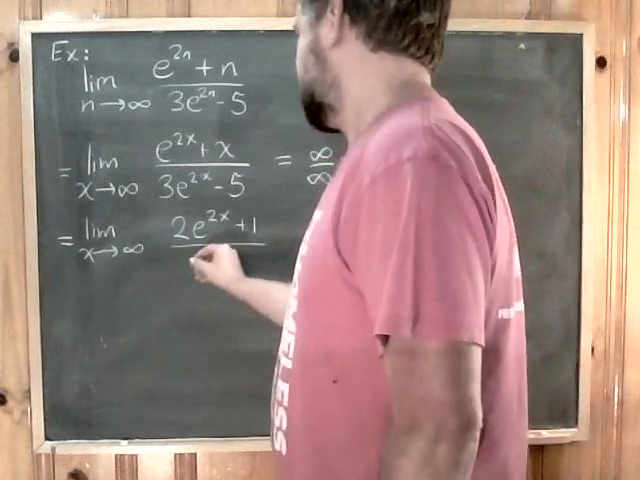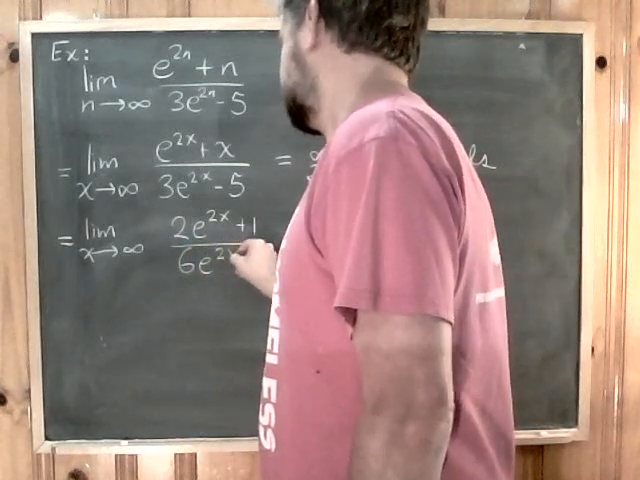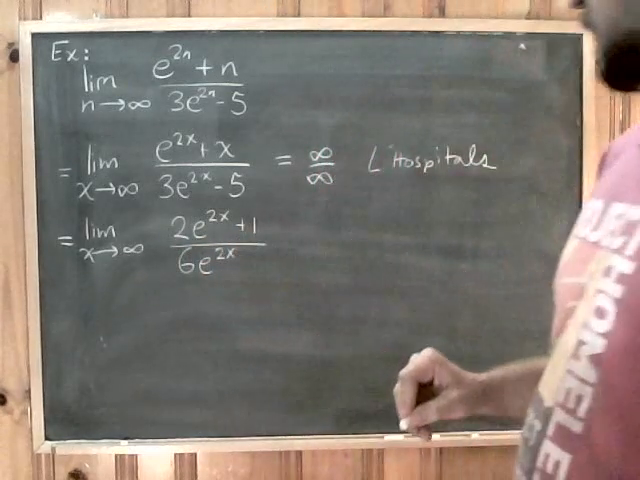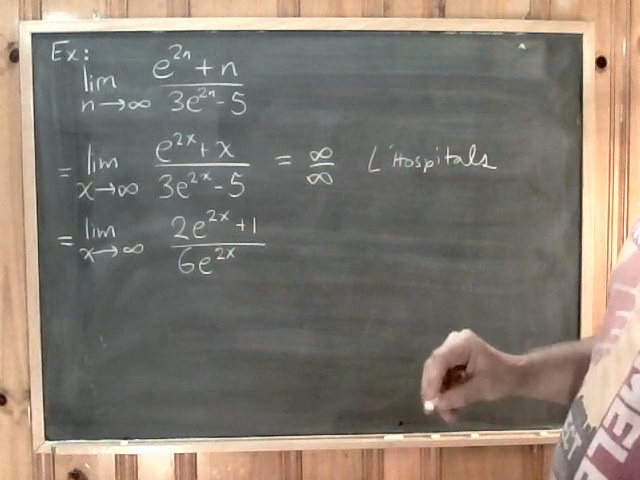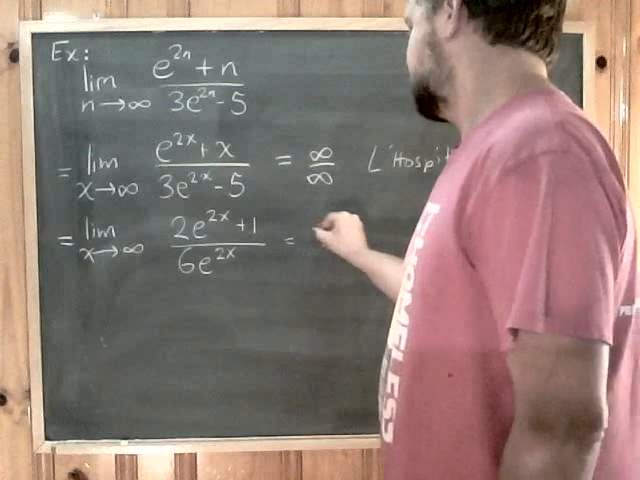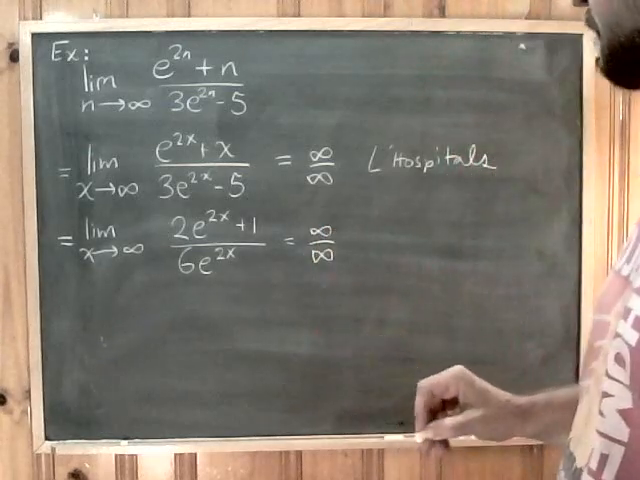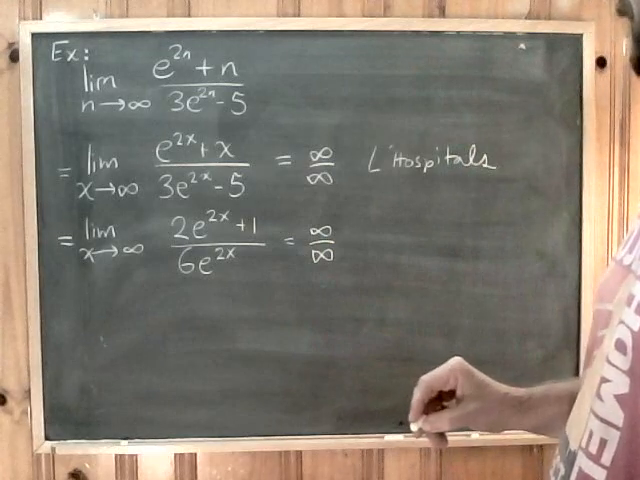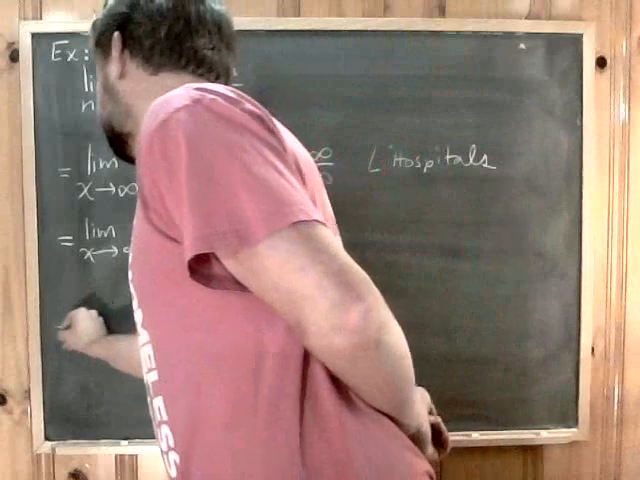And then on the bottom we have 6e^(2x), which, we're getting very close, but still getting infinity over infinity. And so we have to do it one more time. L'Hopital's rule again. Another L'Hopital's rule.